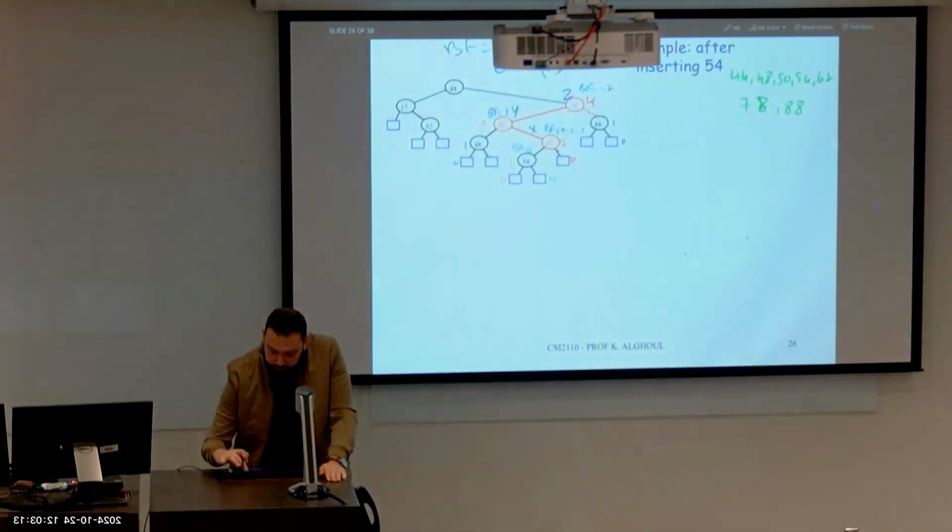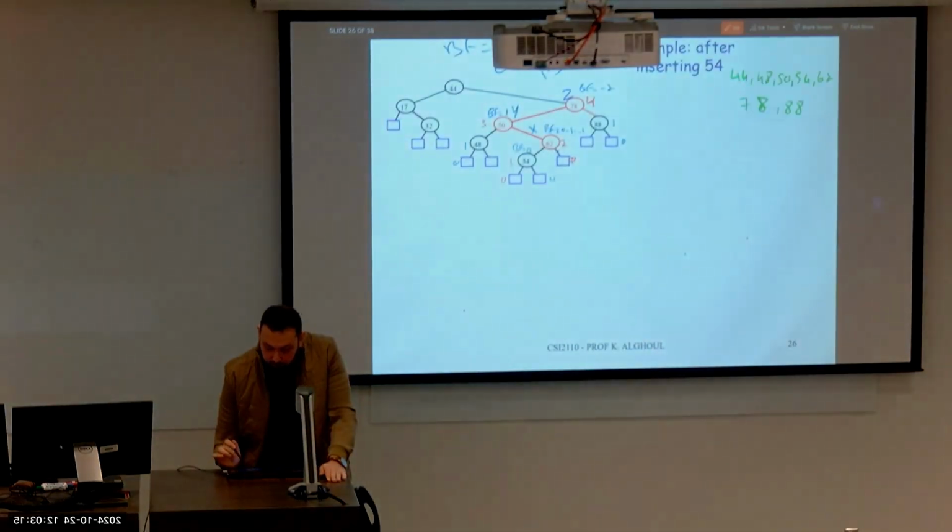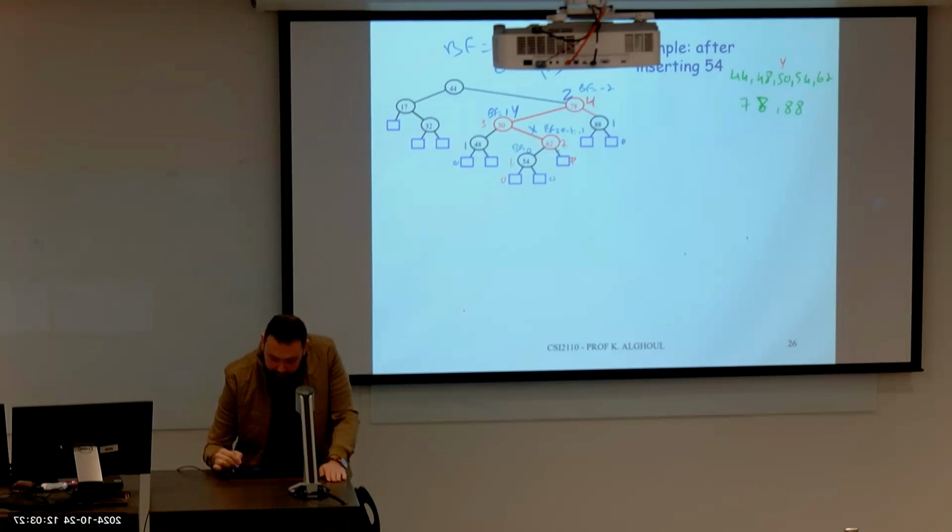78 and 62, 58, 62. So just to track things, first I need to find them. What are the Z, Y, X here? The 50 is my Y. X is 62. And then 78 is my Z, correct?